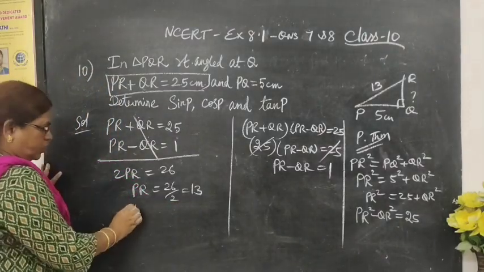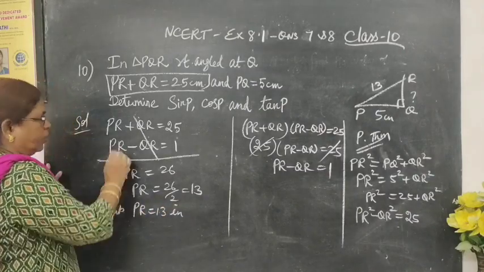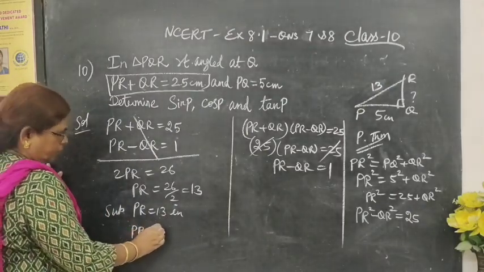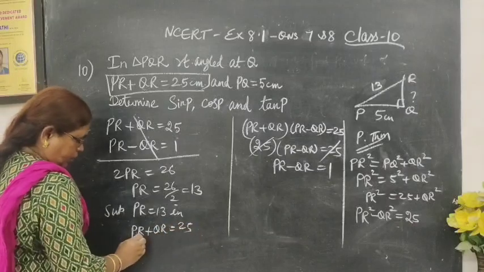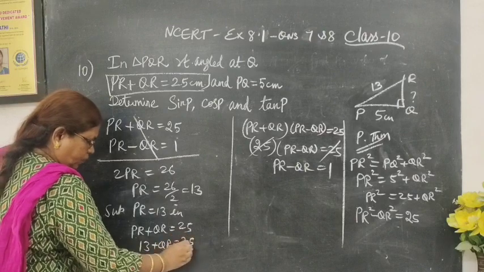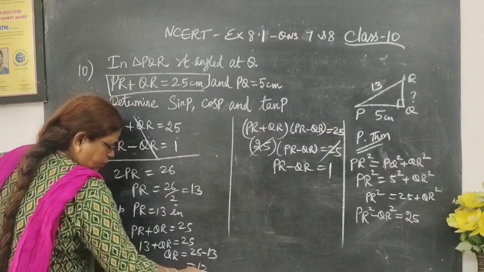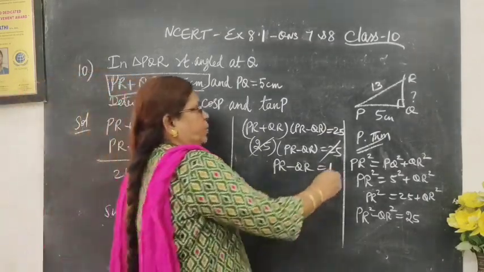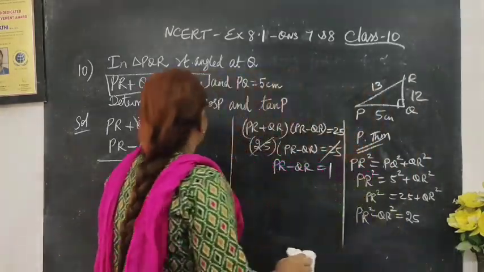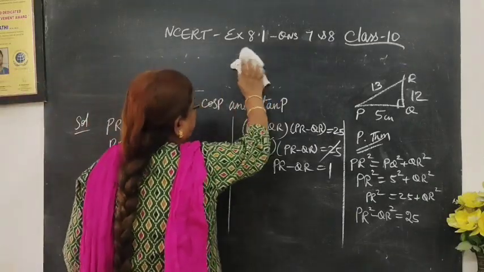Now substitute PR equal to 13 in one of the equations. So PR plus QR equal to 25. So instead of PR you are substituting 13 plus QR equal to 25. Therefore QR equal to 25 minus 13 equal to 12. So we know all the values of the sides, so that we can find sin P, cos P and tan P.